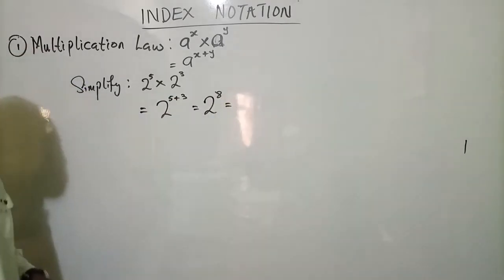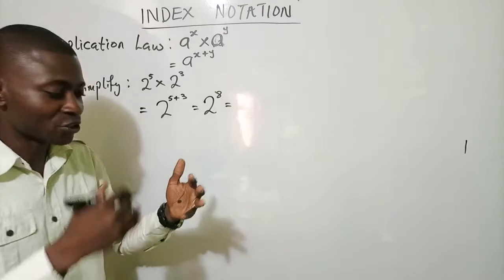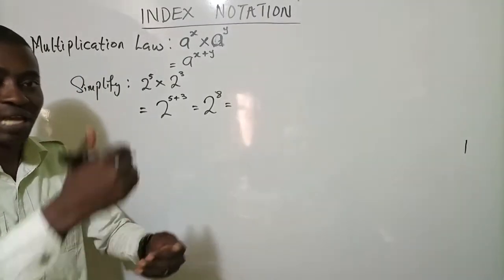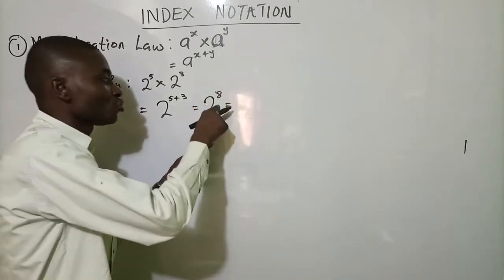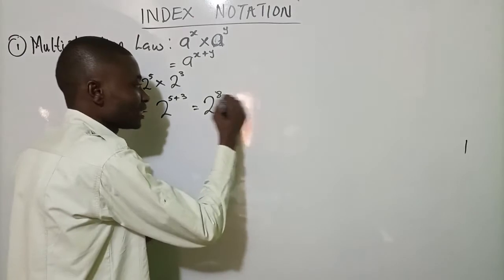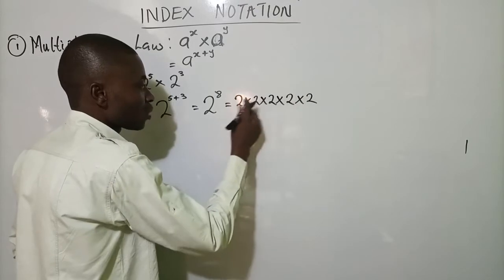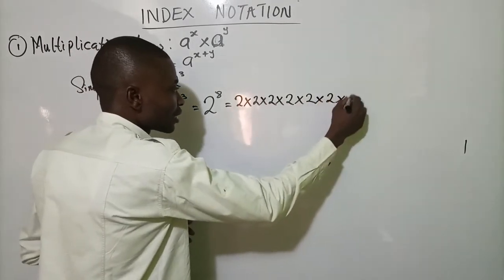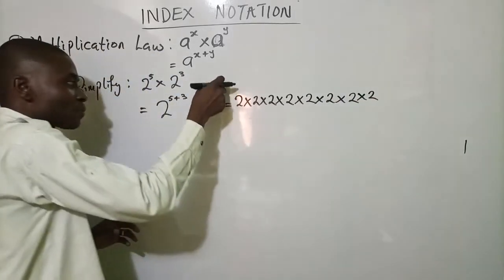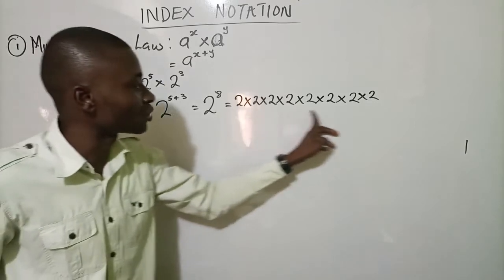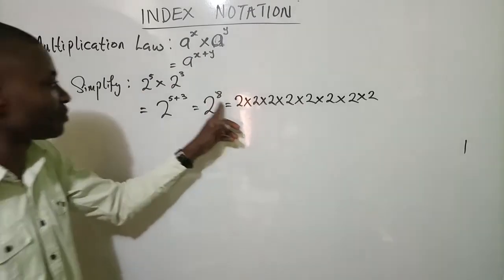And 2 raised to the power of 8 means what? It means 2 in 8 places. Multiply 2 eight times: 2 times 2 times 2 times 2 times 2 times 2, one, two, three, four, five, six, seven, eight. 2 raised to the power of 8 means 2 times 2 times 2 in 8 places. It does not mean 2 times 8. Please don't make that mistake.